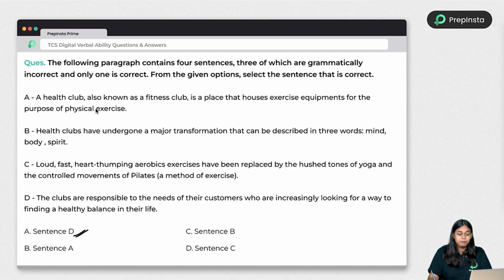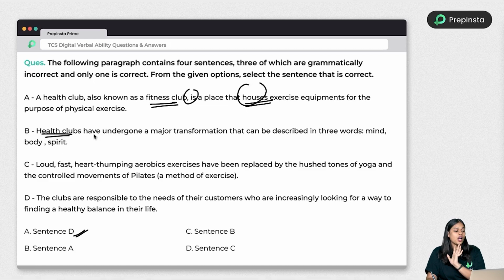So, a health club, also known as a fitness club, completely fine, is a place, again we are using the proper verb and a subject over here, that houses, again a singular verb used here, houses exercise equipment for the purpose of physical exercise. Completely fine. Health clubs have undergone a major transformation. Now, since we're using clubs, which is a plural form, we are going to use have. Fine. Undergone a major transformation that can be described in 3 words: mind, body, and spirit. Completely fine.